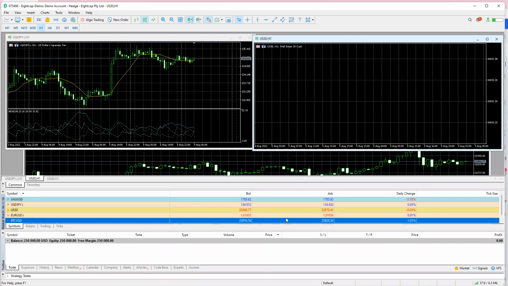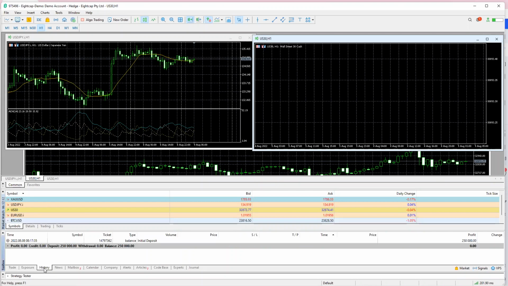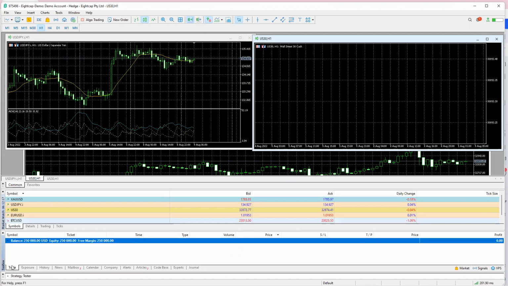And what is our last one? Our last one is gold, US 30, Euro USD, and Bitcoin. Okay, so that's it. So this is what you want to have here. You don't really need anything else unless you guys want to trade something else. This shows your account balance right here. This account balance is $250,000. If you want your history, it is right here. There is no history on this account, so you're not going to have any trades on this one.